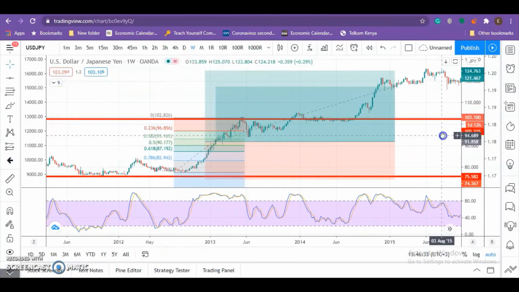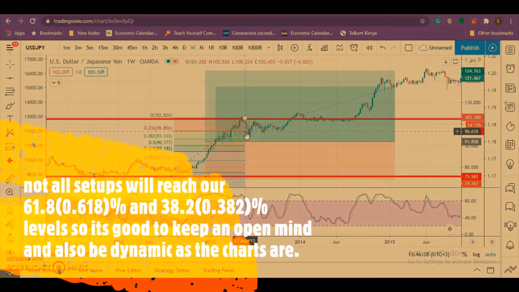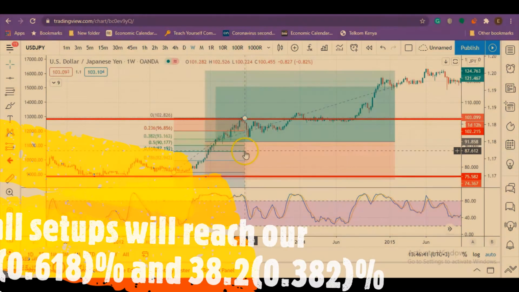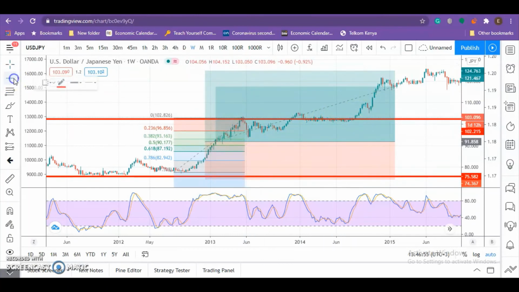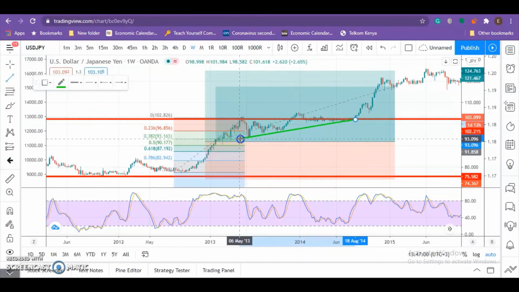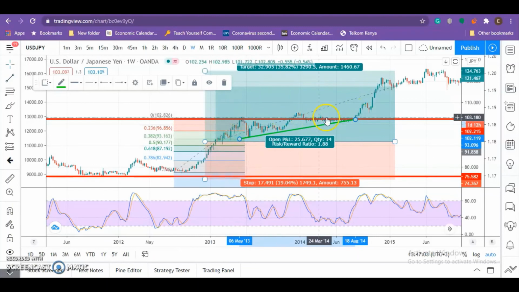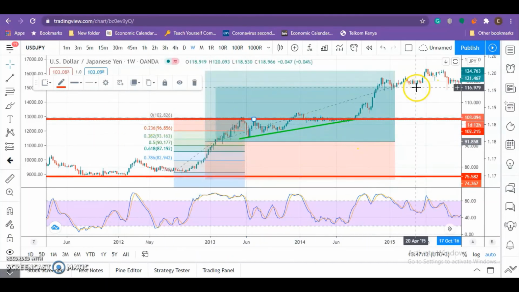Remember, it's not a must that our levels will be hit. You can see by the look of this, it didn't even reach 0.38 or 0.618. It consolidated as it formed an ascending triangle. You can see on this point going up and up as this remains the same, like that. So this is our ascending triangle. This is also another good way of getting into a trade.